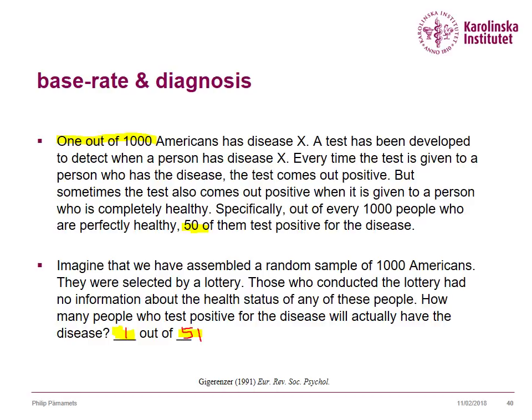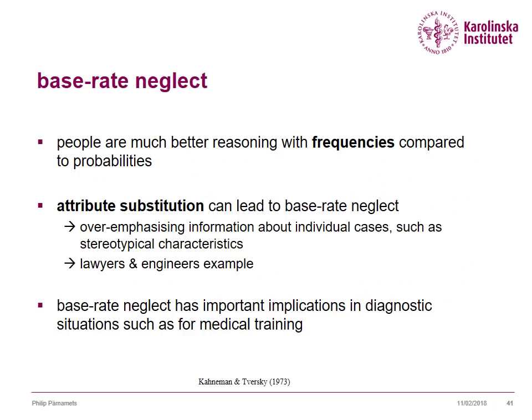A common mistake, I think, for a lot of people on this, even in this kind of frequency layout of the problem, is to forget to add the 1 back to the 50. The examples that we looked at in the previous slides have been widely replicated with various formulations and various tests, and the standard finding in this literature is that people are simply much better at reasoning with frequencies compared to probabilities. Unfortunately, it is not really known exactly why this is the case.